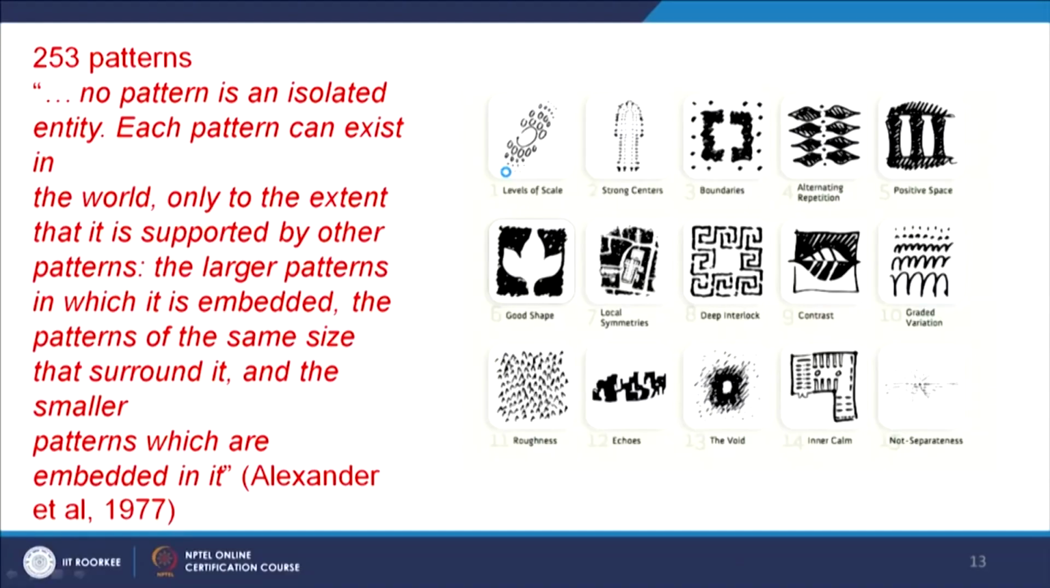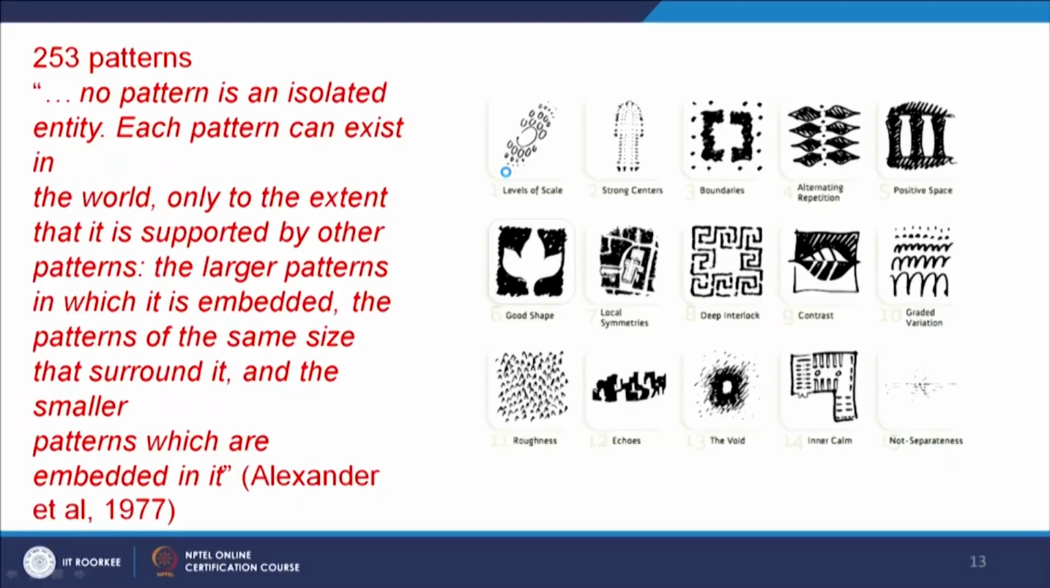of balance and harmony. In fact, he talks about no pattern being an isolated entity, and each pattern can exist in the world only to the extent that it is supported by other patterns. So basically they are talking about how each pattern supports each other in order to have their kind of balance positions in their own way. And the larger patterns in which it is embedded, the patterns of the same size that surround it, and the smaller patterns which are embedded in it.